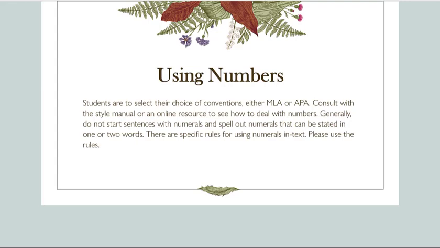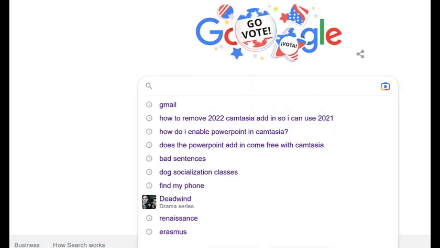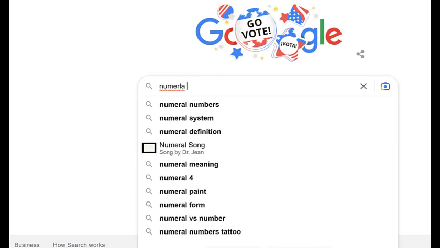When using numerals, you want to be sure to be consistent throughout the document and look up how numerals should be handled within whichever convention that you're using. As a general rule, don't start sentences with numerals and spell out numerals that can be stated in one or two words. Okay, so numerals.